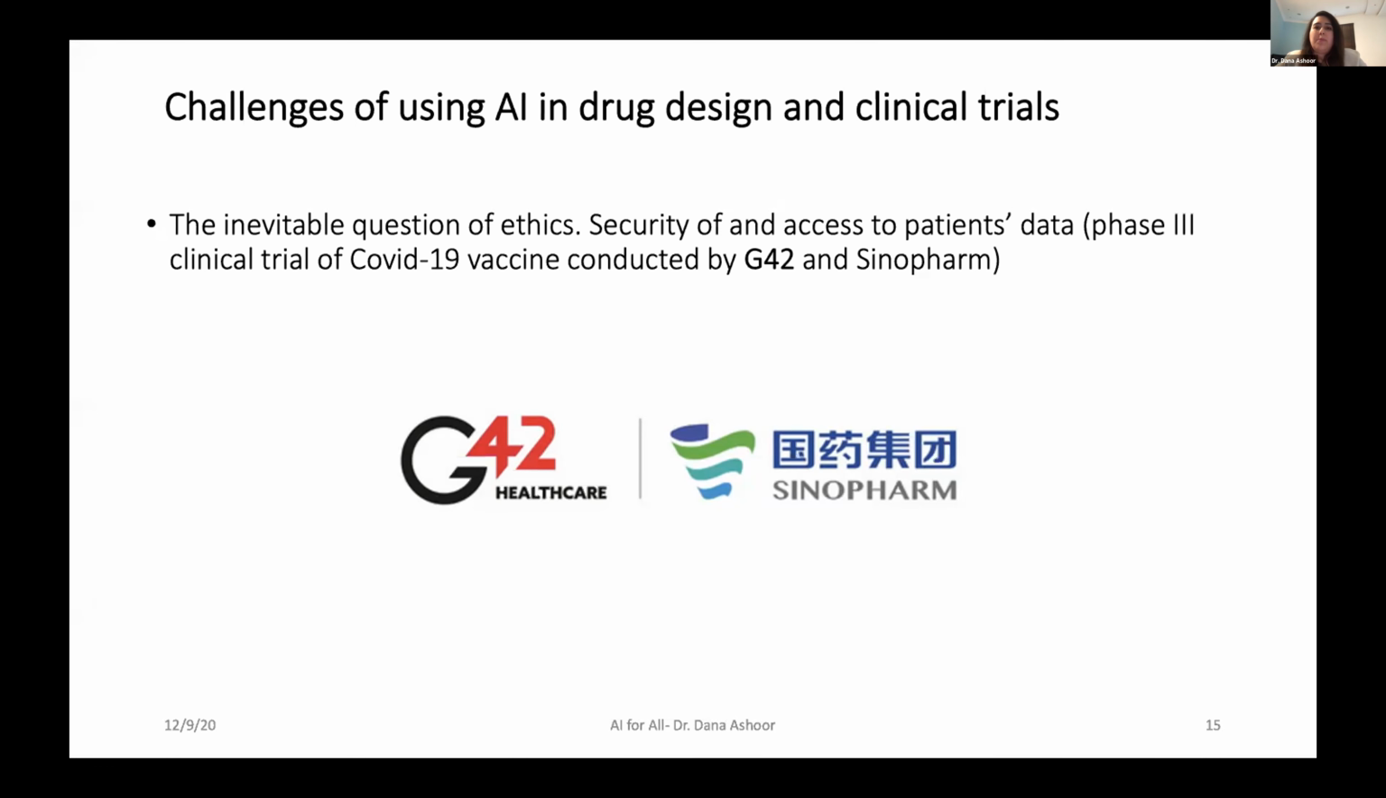And just an example that I'm sure you all know about: the phase 3 trial that was done in Bahrain for the company Sinopharm for the Chinese vaccine. All of the collected data was stored and organized, and it will be analyzed by G42 company, which is an artificial intelligence and machine learning company, I think based in Dubai. So that's why we need to make sure that this data is secured, and who has access to this data. And this is one of the main challenges of artificial intelligence.